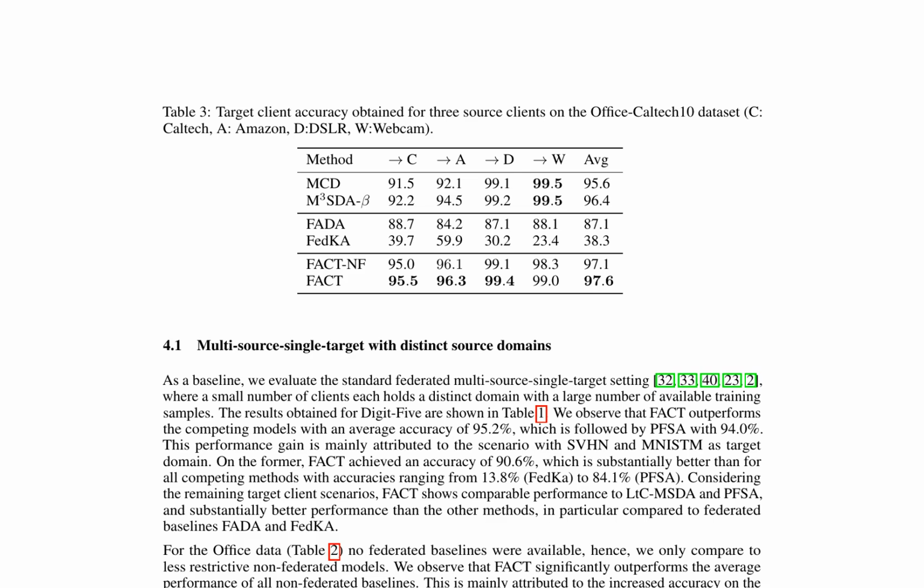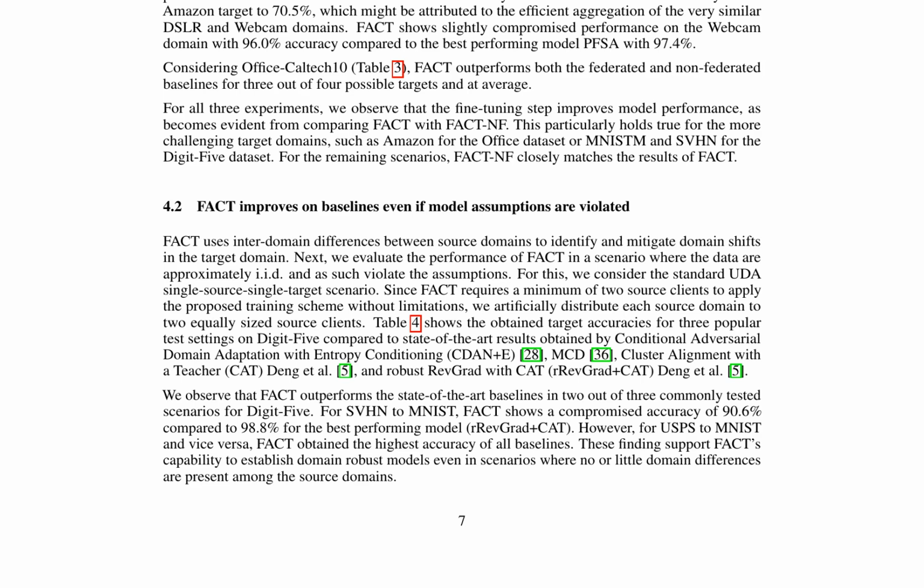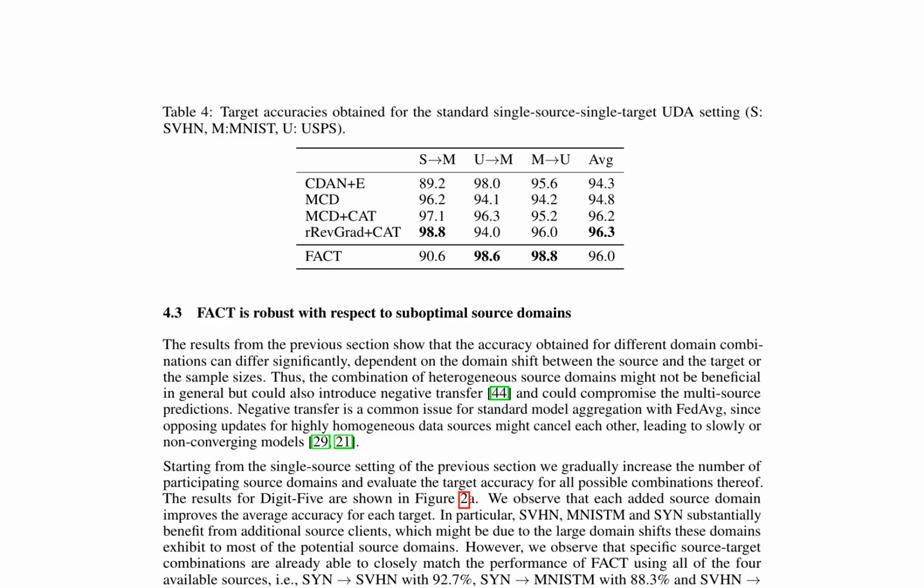The authors evaluate the performance of FACT on 3 different datasets, Digit 5, Office, and Office Caltech 10. They compare their approach with several state-of-the-art baselines, including MCD, M3SDA Beta, FADA, and FEDCA. The results indicate that FACT consistently outperforms the competing models in most scenarios, especially in cases where there are significant domain shifts between source and target domains. Notably, the fine-tuning step in FACT improves model performance, particularly for challenging target domains.